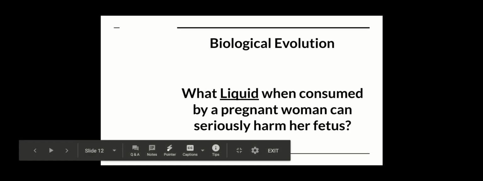Now for my next question. What liquid, when consumed by a pregnant woman, can cause serious harm to her fetus? You may be thinking alcohol, but then that goes back to the other questions. Why don't pregnant women have an aversion to alcohol during their pregnancies when it is so dangerous? Humans don't have an aversion to alcohol because alcohol is relatively new to our evolutionary history, and therefore we have not evolved a system to deal with it.